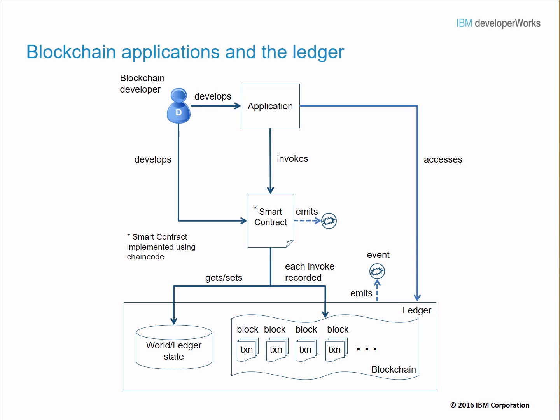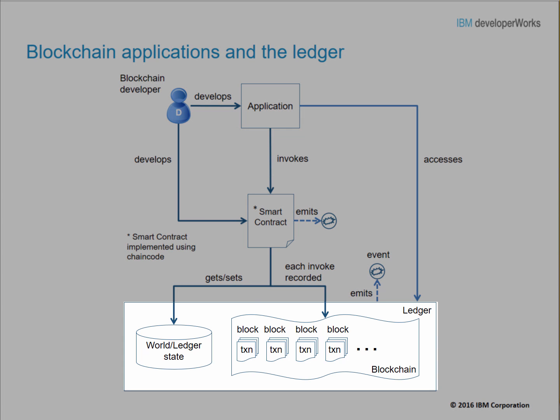So now let's look at the ledger at the bottom. As we can see, there are two components to the ledger. First, there's the world state that maintains the current state, which is the results of executed transactions. For example, in the asset transfer example I mentioned earlier, the specific owner of a particular asset.